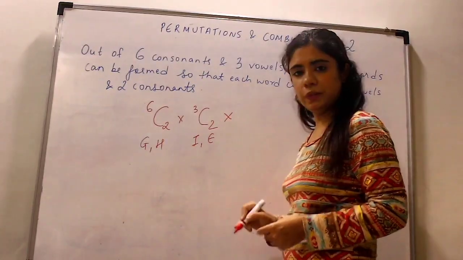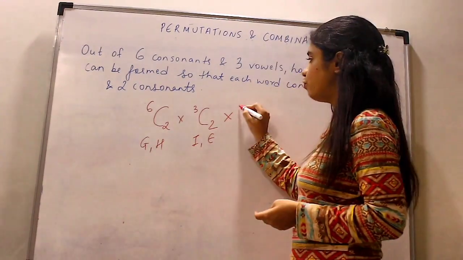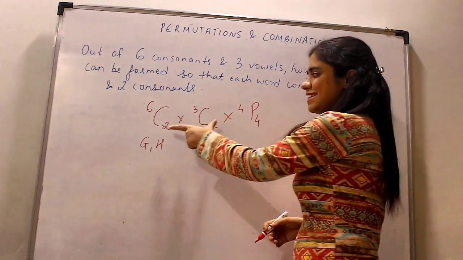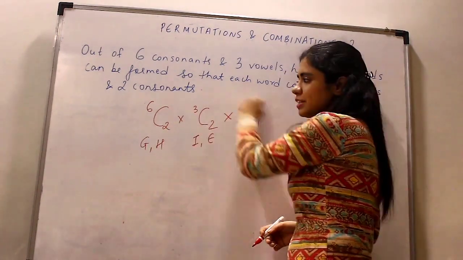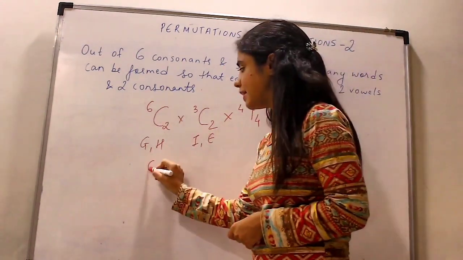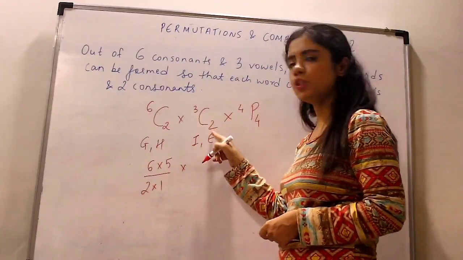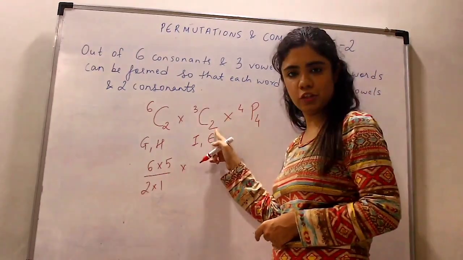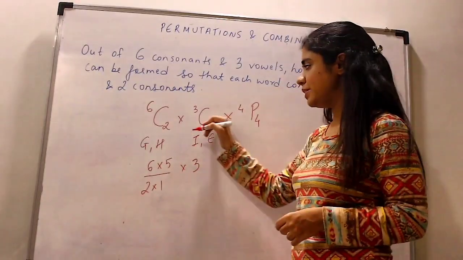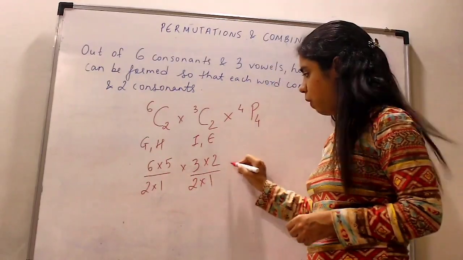Now, I'll multiply this with, I have selected 4 letters. I have to arrange all 4 of them. So 4 letters can be arranged in 4P4 ways. So this is selecting, this is arranging. So this gives you the total number of words that can be formed. Now how do you calculate 6C2? 6 into 5 upon 2 into 1. Similarly, 3C2 is the same as 3C3 minus 2, which is 3C1. And 3C1 is 3. Or what you can do is, if there are 2 digits, so 3 into 2 upon 2 into 1. You can do that also.